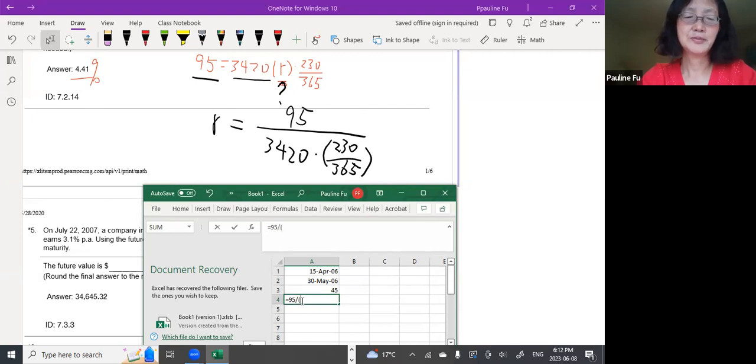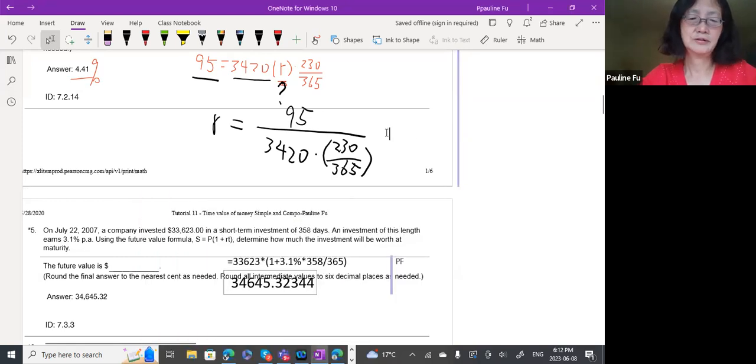$95 divided by bracket, times, and I got 0.04408. Copy this number here. So this is R.